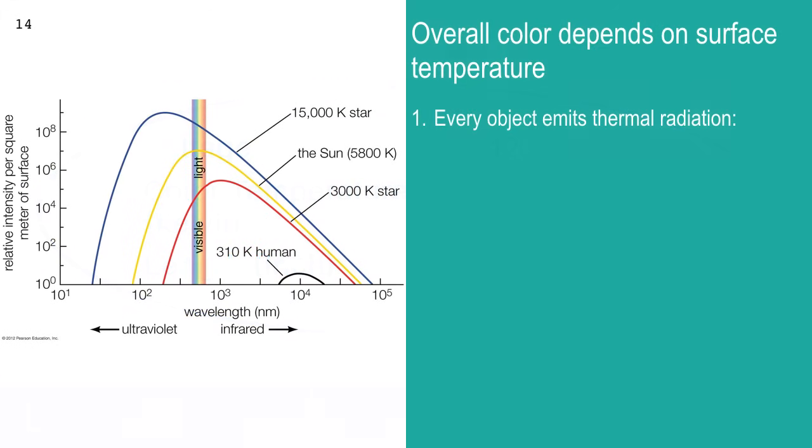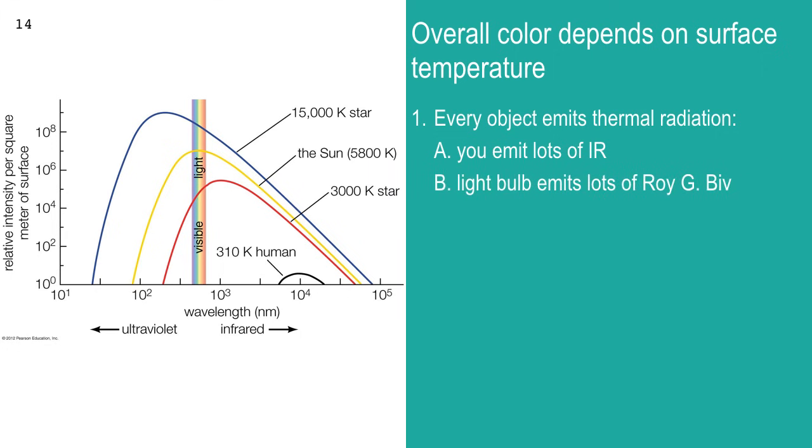All right, so now let's go through this concept. I've talked about the diagram. Let's talk about the concepts behind it. Every object emits thermal radiation, whether you can see it or not. You emit a lot of infrared. Light bulbs are designed to emit ROYGBIV, because that's what we need. Our eyeballs are ROYGBIV. But a stove can emit a lot of red, depending on the temperature, or it can emit a lot of visible light.